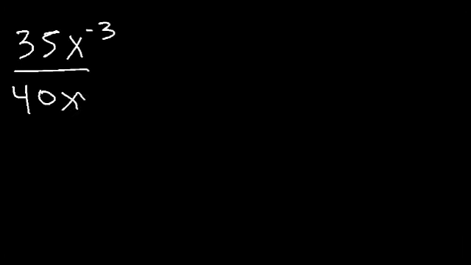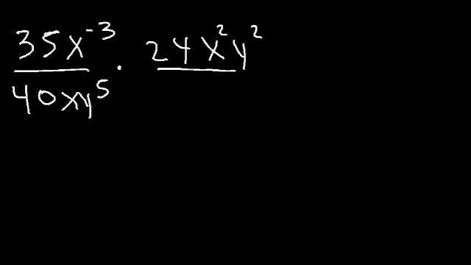Let's try this one. 35x to the negative 3 divided by 40x y to the 5th power, times 24x squared y squared divided by 42 y to the negative 4. So how can we simplify this expression? What do you think we need to do?